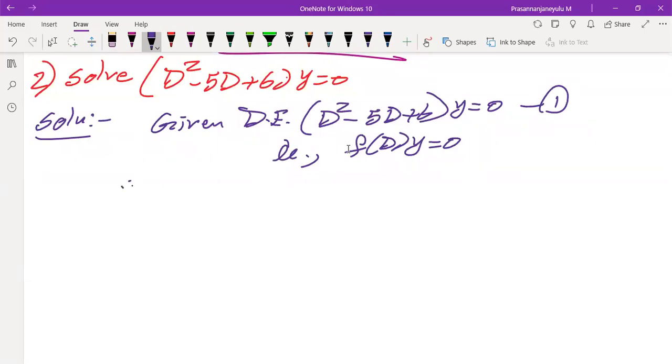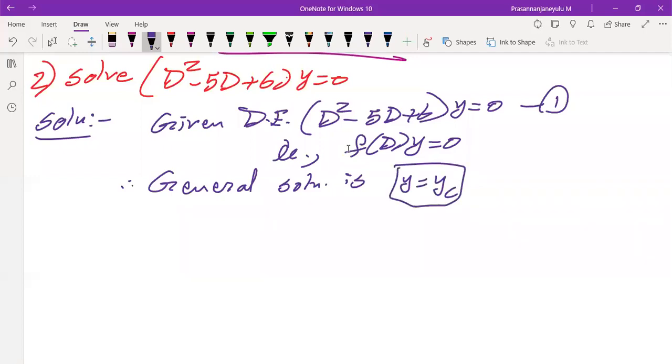Therefore, y equals YC. The general solution is y equals YC, but we need to find that YC. So taking a small side heading: finding YC. For finding YC, what is the first thing we need to consider? Consider or assume the auxiliary equation. Anything you can use.